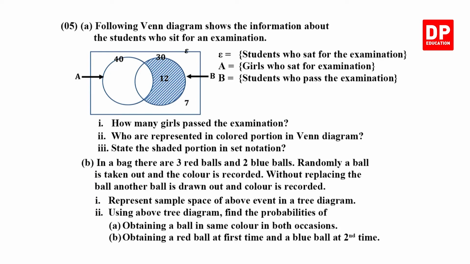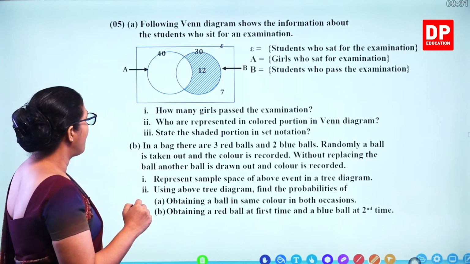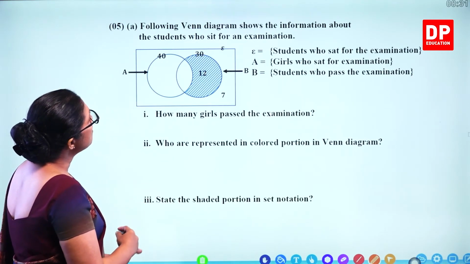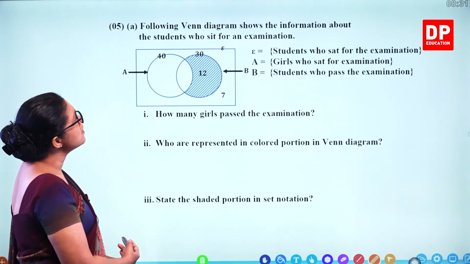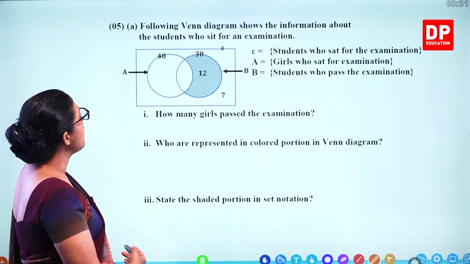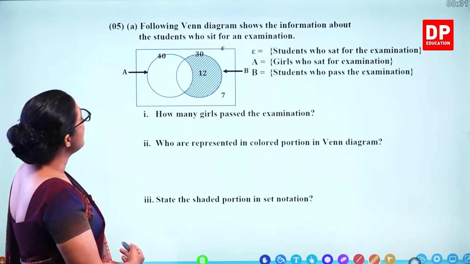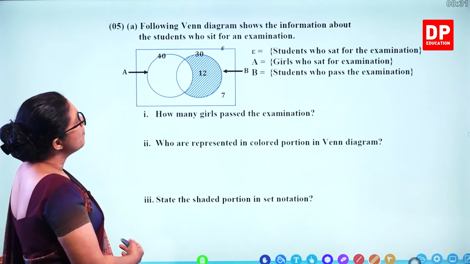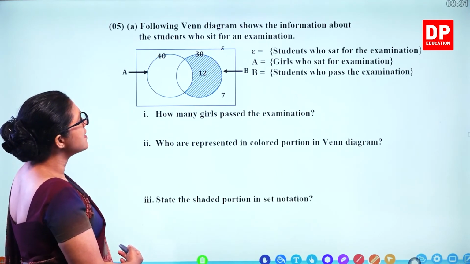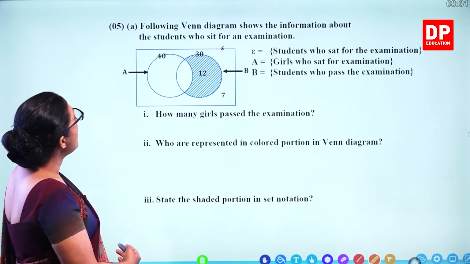Last question in paper 1, that's about Venn diagrams. So let's do. Following Venn diagram shows the information about the students who sit for an examination. Students who sat for examination is the entire set. Girls who sat for examination is A. Students who passed the examination is set B. How many girls passed the examination? So girls passed the examination.